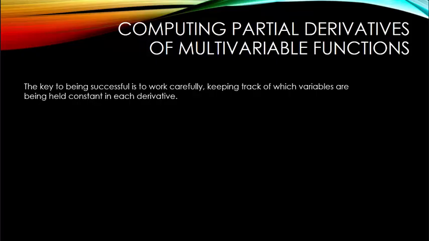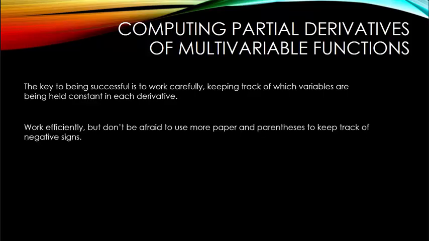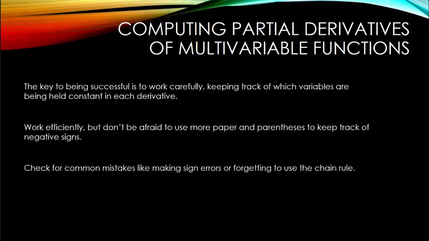So now let's look at how to compute a partial derivative for a multivariable function. The key is to work carefully and keep close track of which variables are being held constant in each derivative. You'll want to work efficiently, of course, but don't be afraid to use a little bit of paper and also use parentheses to keep track of negative signs. You also want to check for common mistakes like a missing negative sign, or that you forgot to use the chain rule or the quotient rule, or something that we already know how to do very well.